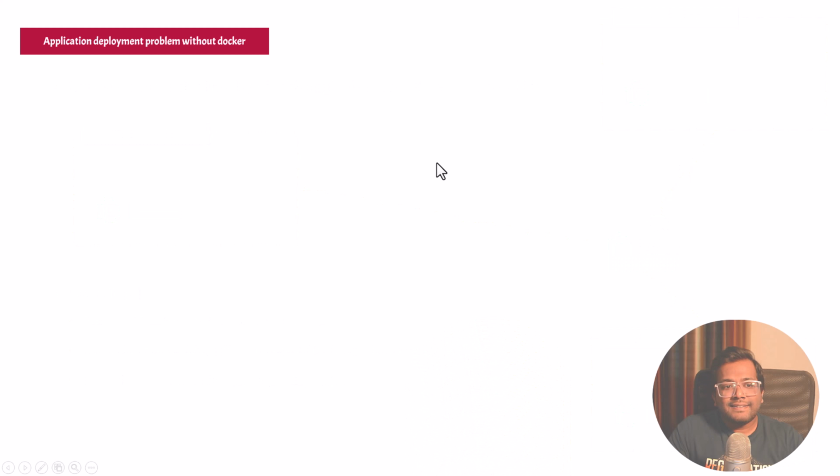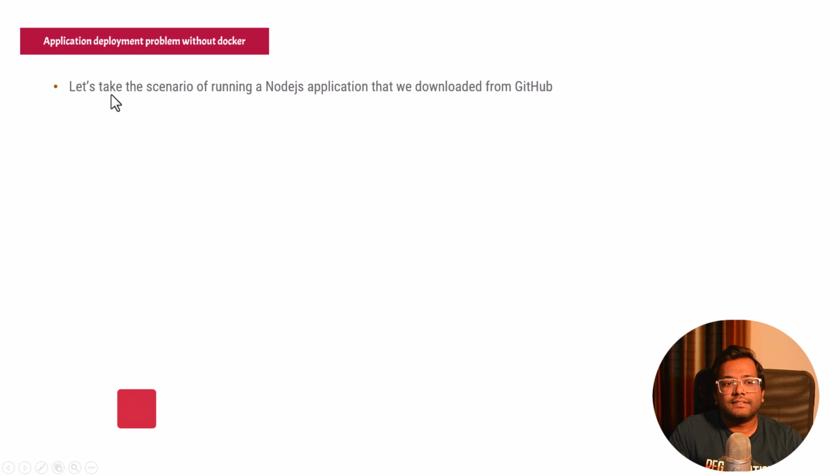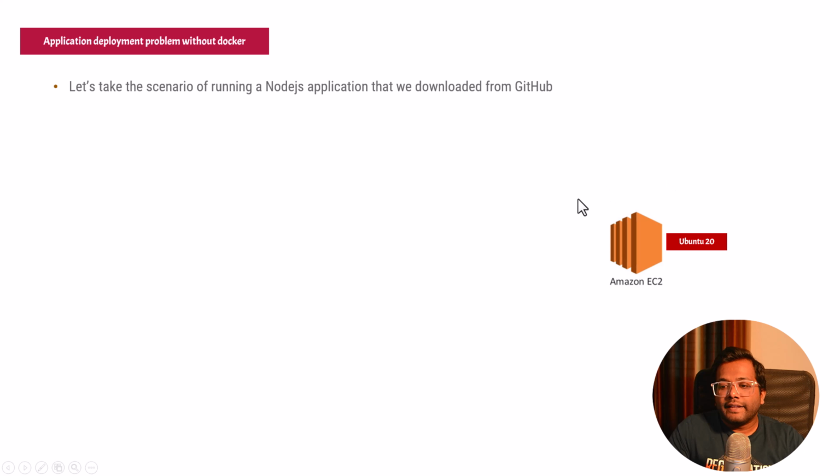Okay, let's take another example of an application deployment problem without Docker. Let's say there is no Docker in the market, there is nothing like this, and you are trying to deploy an application. What problem will you face? Let's understand that. In this scenario also, let's say that we are running a Node.js application that we downloaded from GitHub. This time we have an Amazon EC2 instance, and that is basically Ubuntu 20. So there is an EC2 machine, let's say a physical machine available on the cloud, and it has Ubuntu 20 installed there.